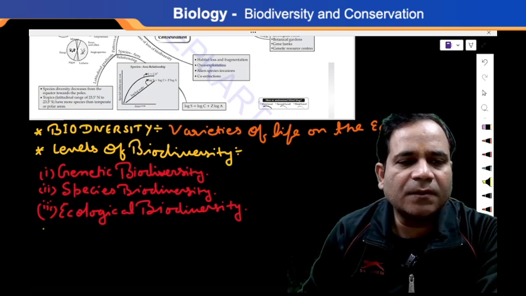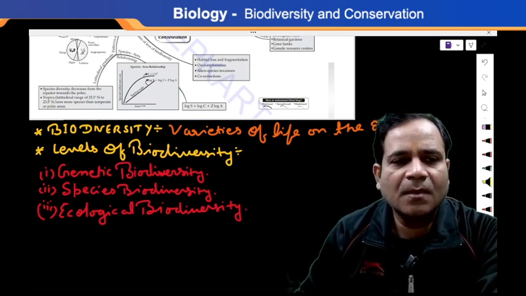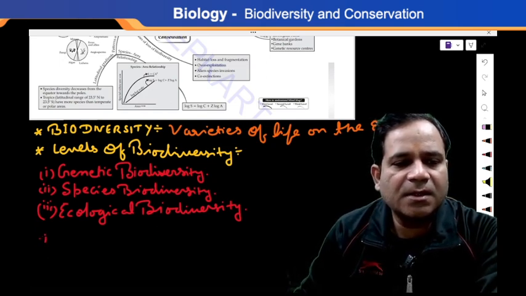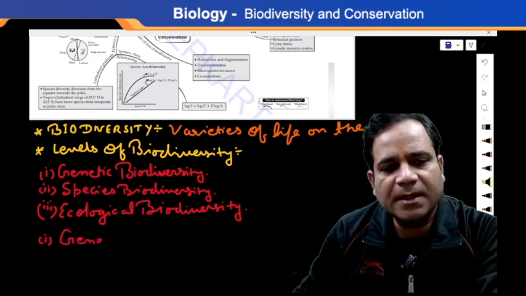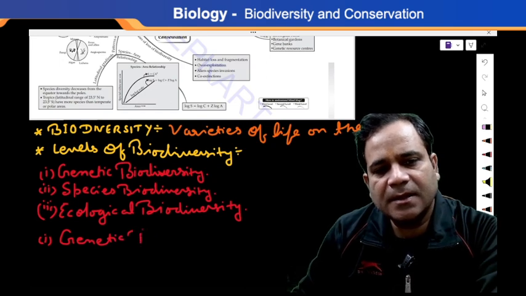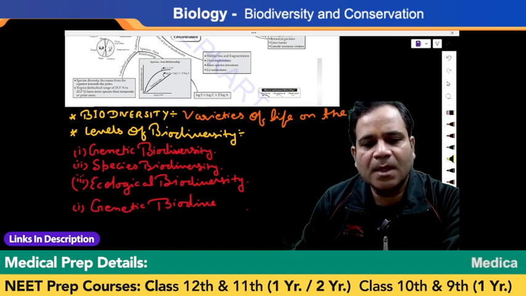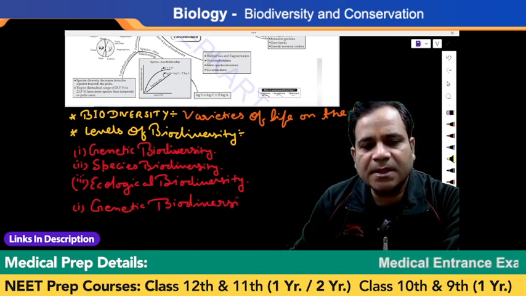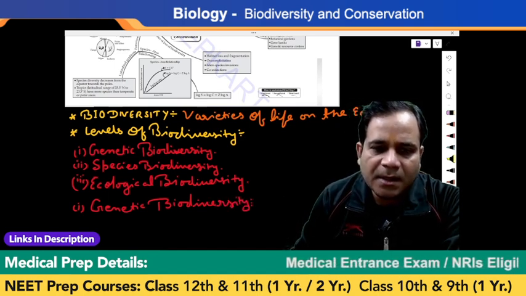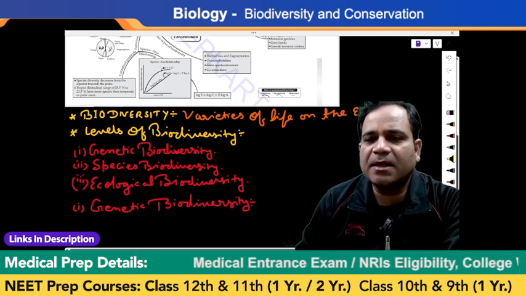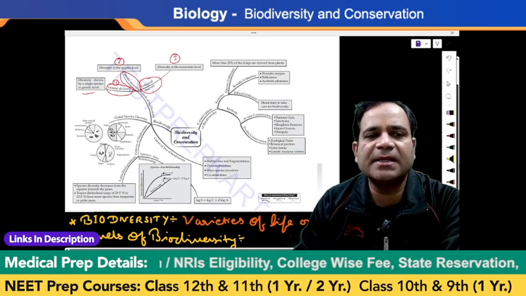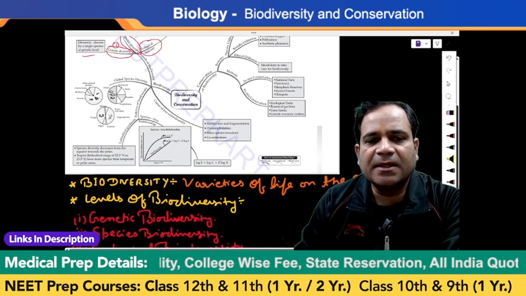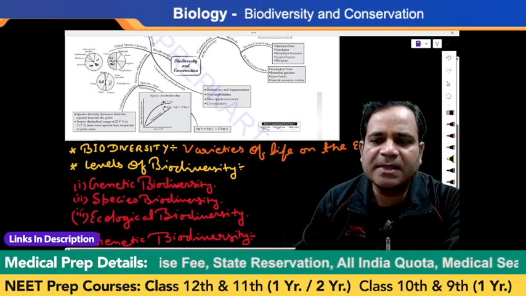Now the first one here is genetic biodiversity. Let's see. In genetic biodiversity, my dear, we know that whenever the diversity is shown by a single species at genetic level, the diversity is shown by a single species.